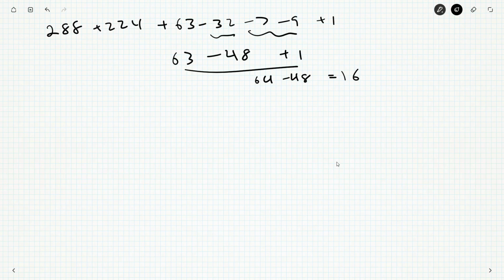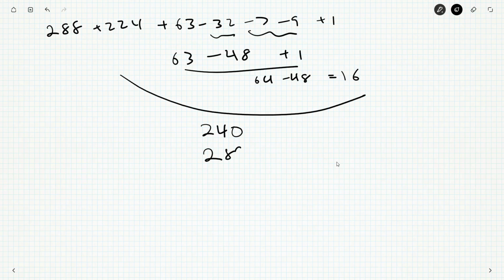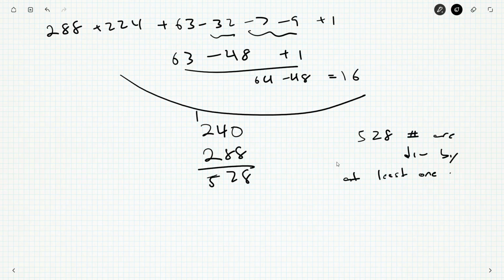And then 16 and 224 will add up to 240. So the 6's carries a 1 to 23, and then add on a 10. So 240 plus 288, 8 carry nothing, 12 carry a 1, 528. So 528 numbers are divisible by at least one of 7, 9, 32.